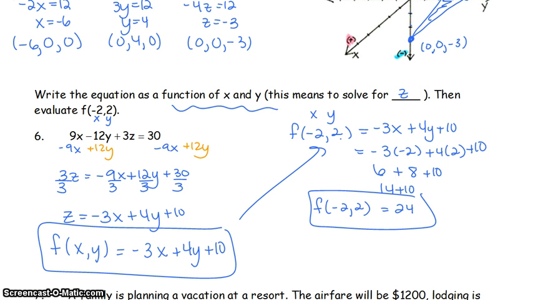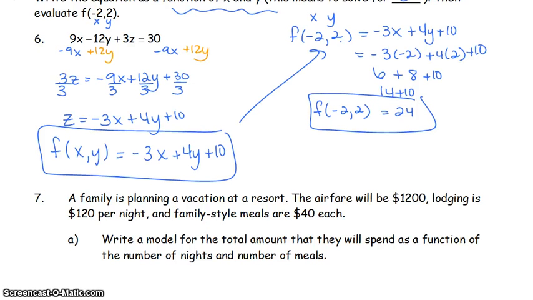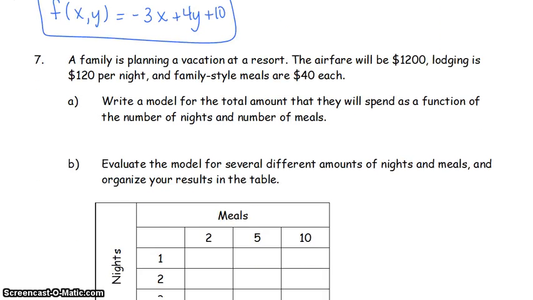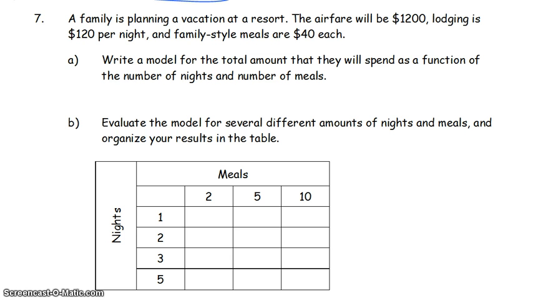Alright, we have one last thing for our notes for today, and it's a word problem. A family is planning a vacation at a resort. The airfare is $1,200, lodging is $120 per night, and family style meals are $40 per person. So we've got three different things going on here. Airfare is $1,200, lodging is $120 per night, and meals are family style, which is $40 for each meal.